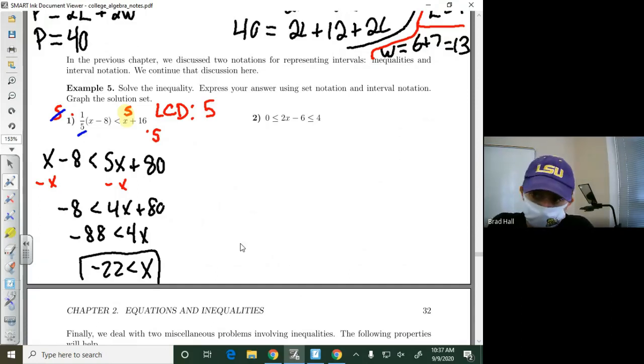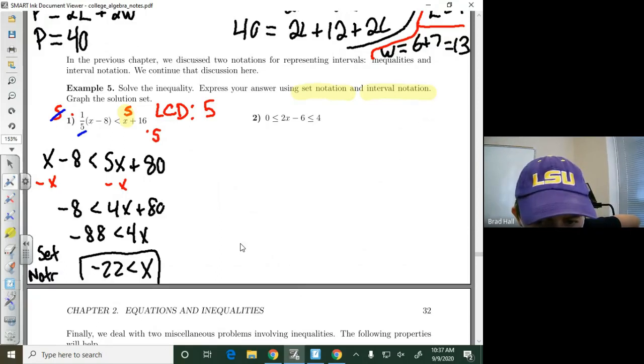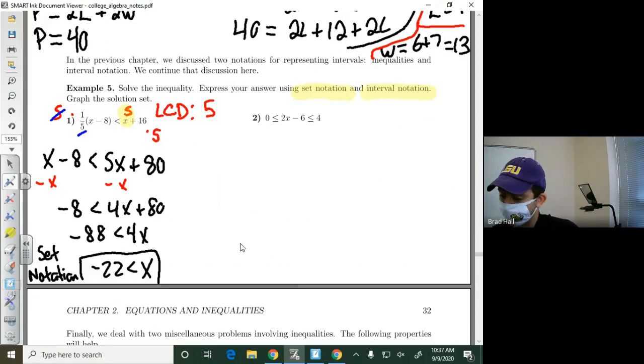Now it says, express your answer using set notation and interval notation. What we have is set notation. So we found set notation. It's not interval notation. Interval notation is just one step further, but set notation is a solved inequality. That's it. Just whenever you get x by itself, that is set notation.